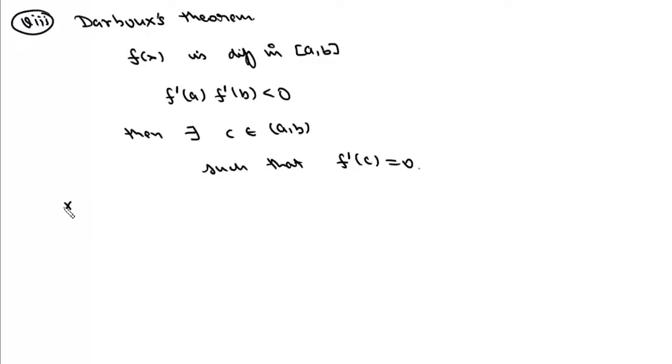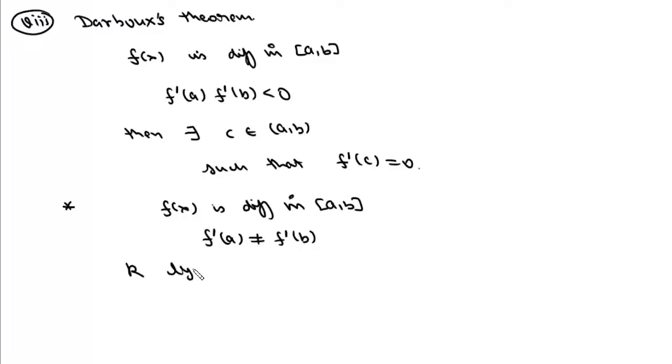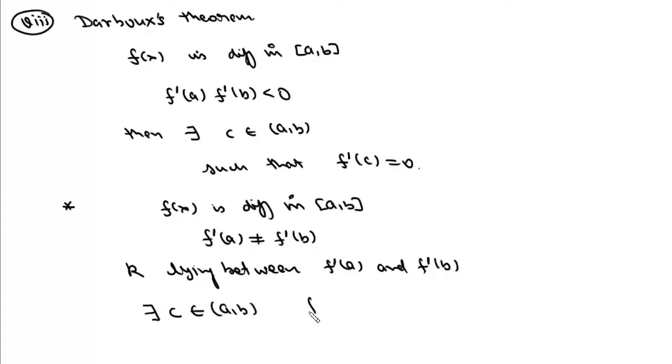And one of the corollaries of this theorem is, if a function f(x) is differentiable in the closed interval [a, b] and f'(a) is not equal to f'(b) and k is a number lying between f'(a) and f'(b), then there exists at least one point c in the open interval (a, b) such that f'(c) is equal to k, which again is your intermediate value property of derivatives. Now let us take up an example.